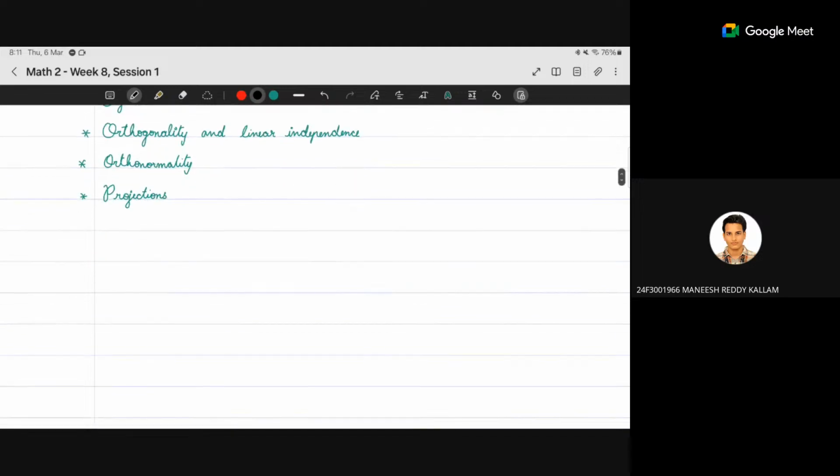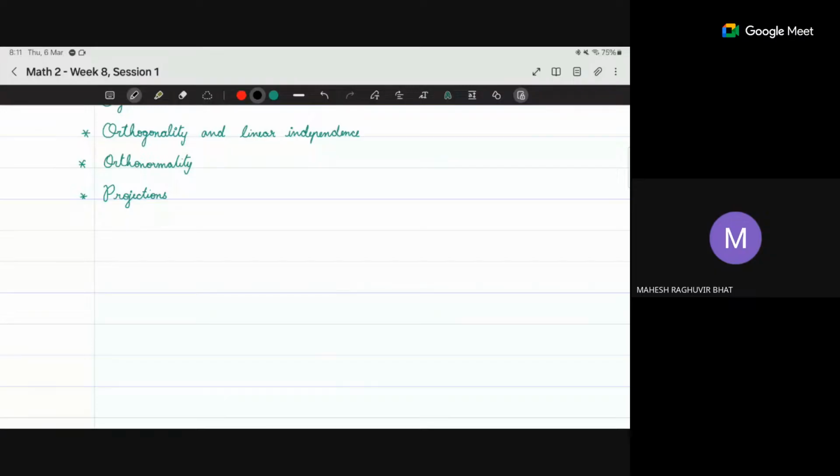So what is the dimension of any space? The number of independent entries. Yes, sir. Just the number of independent ones.